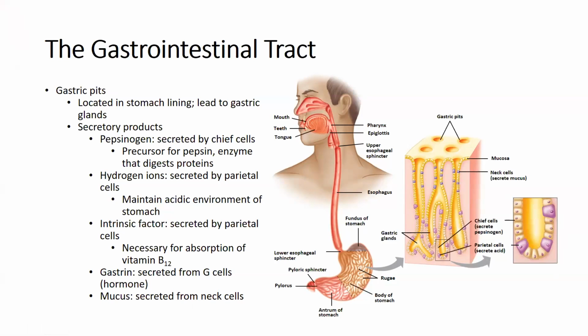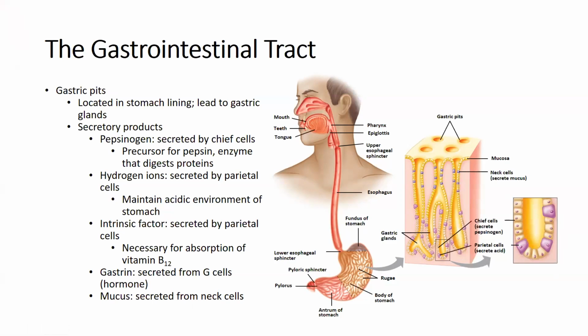So the products released are pepsinogen. Now pepsinogen is made by chief cells, and as this suffix, that GEN, we talked about the suffix already, GEN means that it's not in its active form. It needs to be activated. So it's a precursor for pepsin, and this helps with protein digestion.